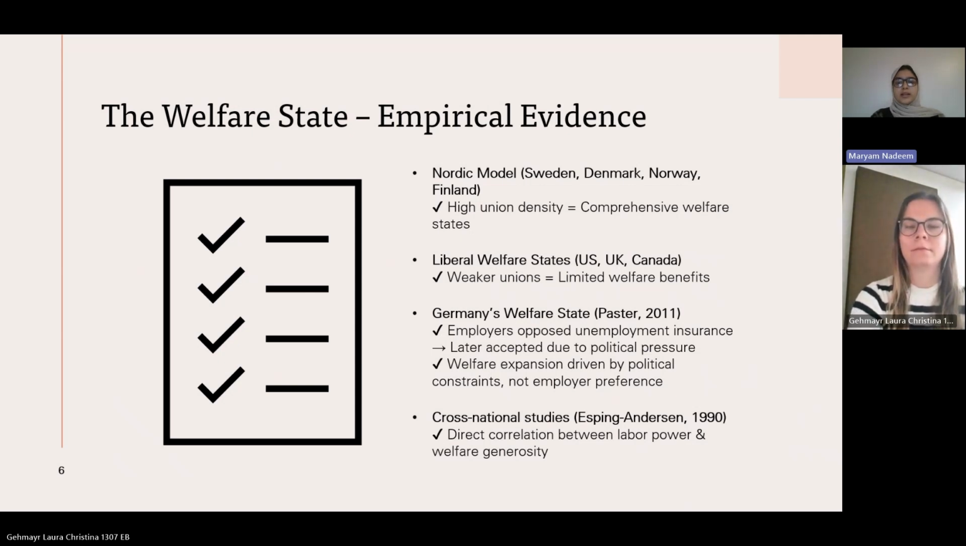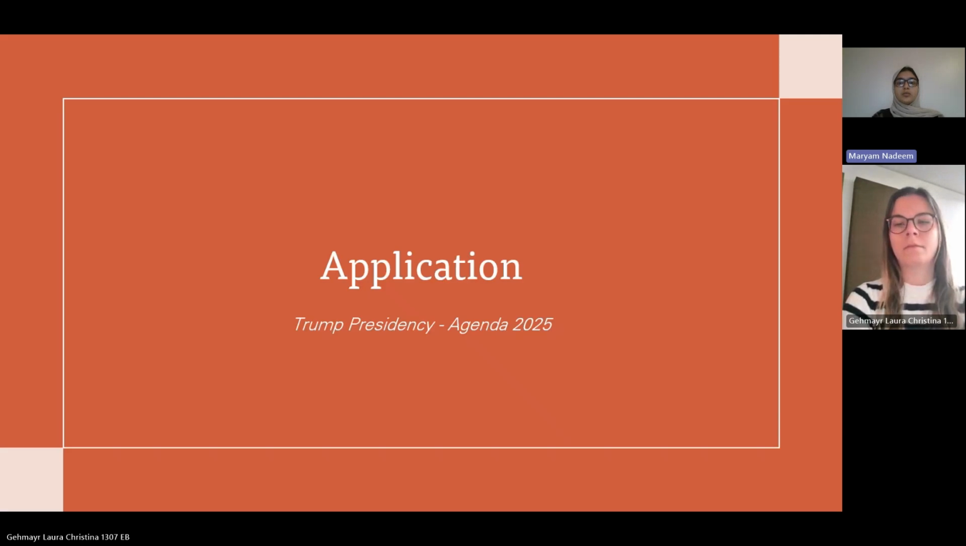So it supports the idea that a strong labor movement leads to a stronger welfare state. We will see later that there are other theories that challenge this view, like the idea that business sometimes backs social welfare policies when it suits them. For the further part, I'll hand it over to Laura, who will take us through how this theory applies to the current social policy debate, including what's happening under Trump's presidency in 2025.